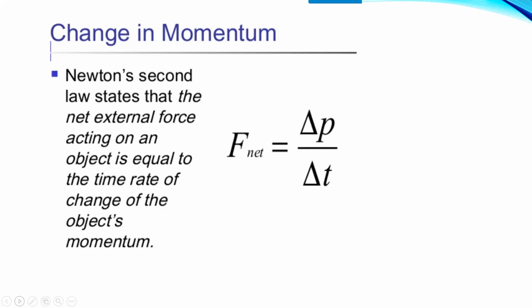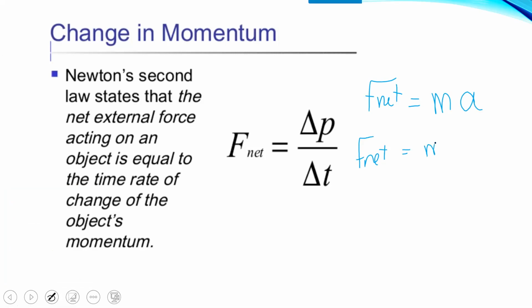We know before that Newton's second law tells us that F net is m times a. We know it from Newton's second law. Now, we can also write it as m times the acceleration, and we know that the acceleration is a change in velocity over a change of time.